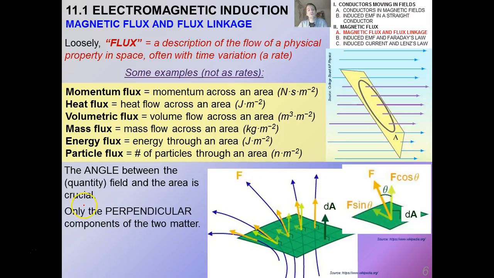Turns out that only the perpendicular components of the cross-sectional area and the field or the quantity are the ones that matter. And to do this, we have to use a mathematical product. Now, you might think that it's going to be a cross product, but we actually don't use the cross product. Because the way that we quantify area as a direction is we have the cross-sectional area times the unit normal vector, if you remember that from last time, okay?